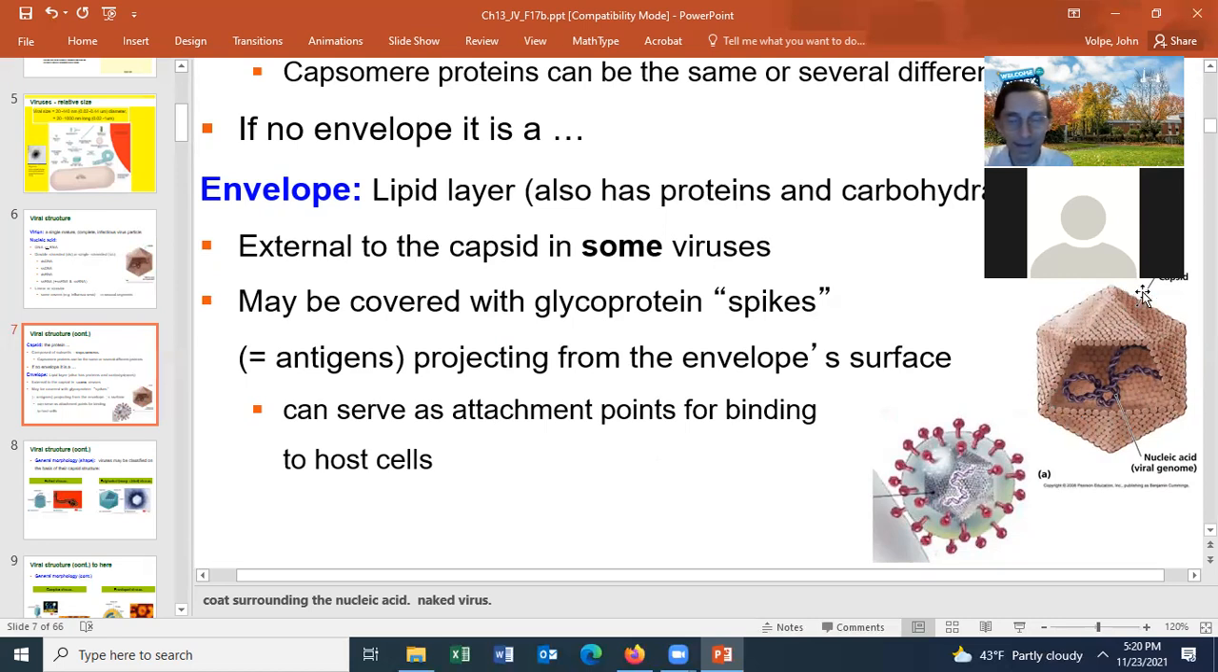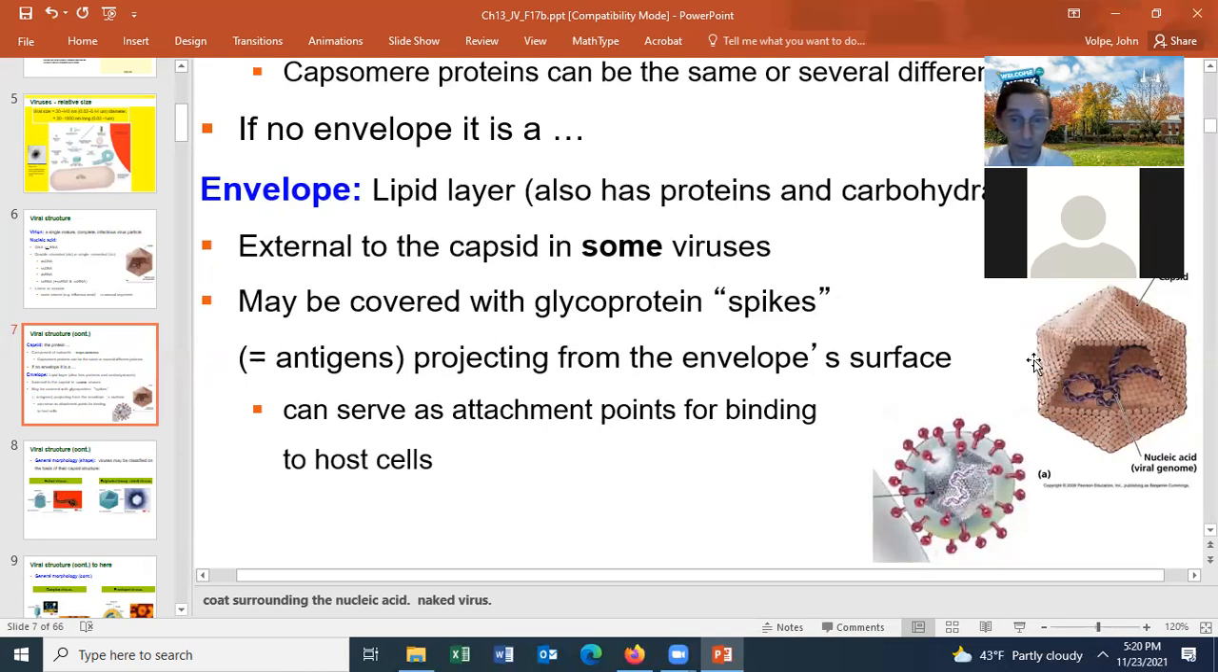Come on, somebody guess, it's not that difficult. The outermost molecules are the capsid, the protein coat.